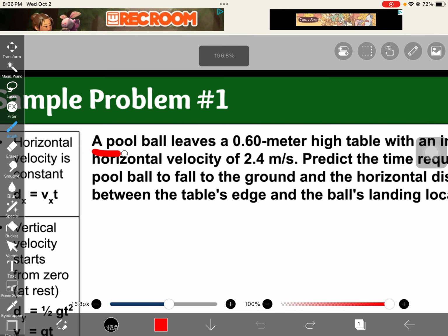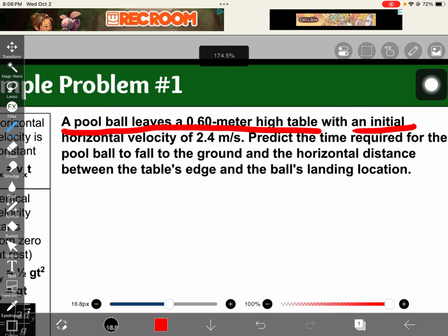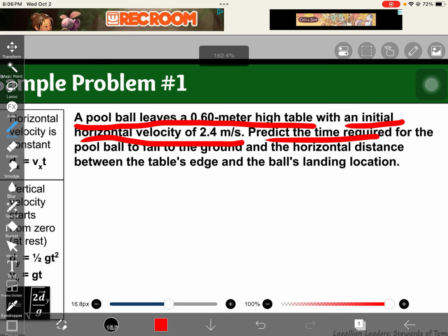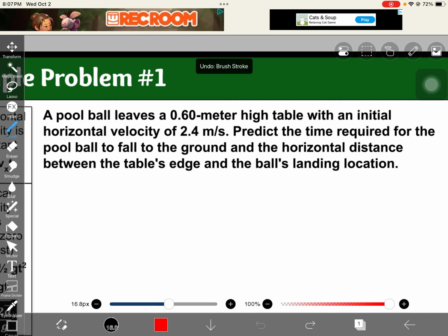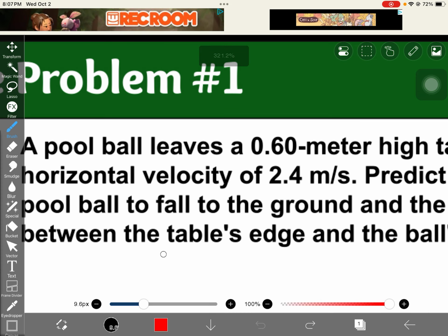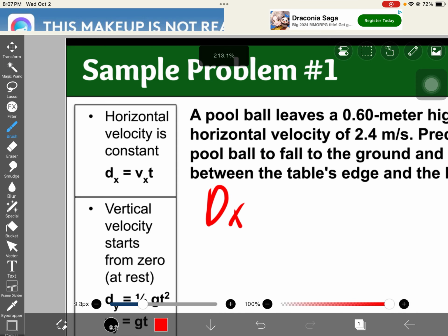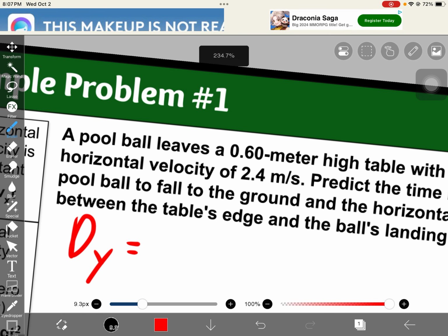A pool ball leaves a 0.60-meter high table with an initial horizontal velocity of 2.4. Find the time required for the pool ball to fall to the ground, and the horizontal distance. Alright, so let's break this down.